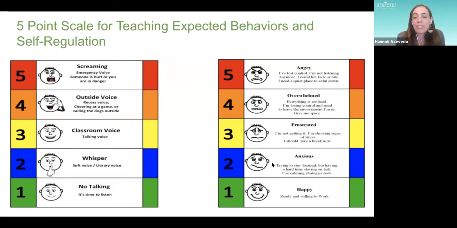Here's an example of it being used for emotional regulation on the right, just to help the individual be more in touch with where they're at.